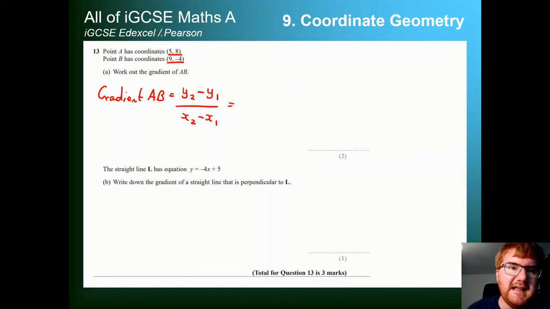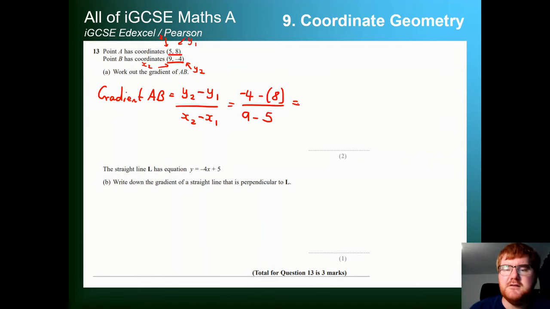And if we want to label our coordinates here, so this would be our x1 and y1, this would be our x2 and y2, and that's just about putting in the formula nice and carefully. So y2 is minus 4, y1 is equal to 8, divided by x2 is 9, minus our x1, which is 5. So very careful with negative numbers at this point.